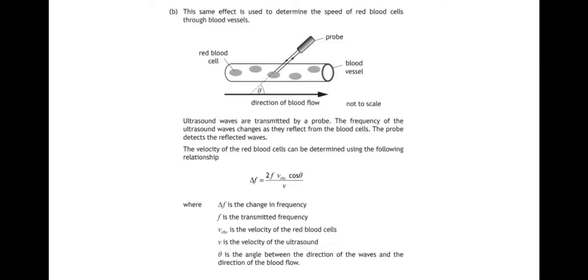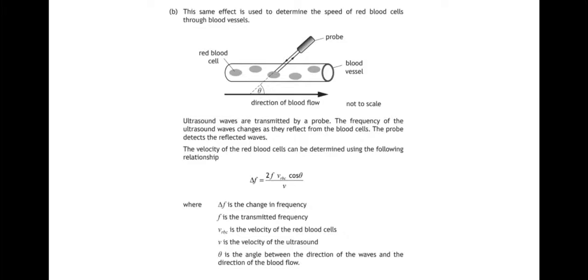Part B. This same effect is used to determine the speed of red blood cells through blood vessels. Ultrasound waves are transmitted by a probe. The frequency of the ultrasound waves changes as they reflect from the red blood cells. The probe detects the reflected waves. The velocity of the red blood cells can be determined using the following relationship. Delta F equals 2F V RBC cos theta over V, where delta F is the change in frequency, F the transmitted frequency, V RBC is the velocity of the red blood cells, V is the velocity of the ultrasound, and theta is the angle between the direction of the waves and the direction of the blood flow.